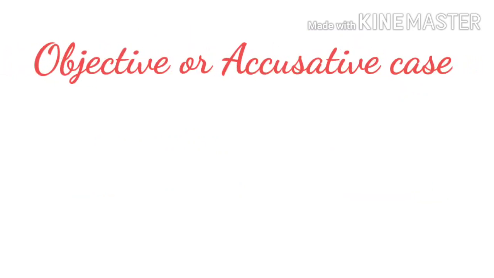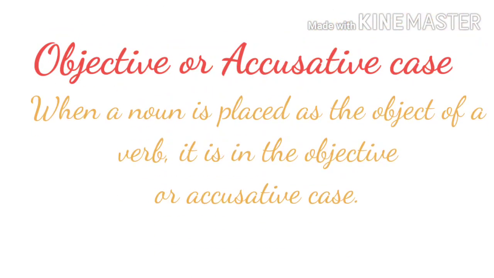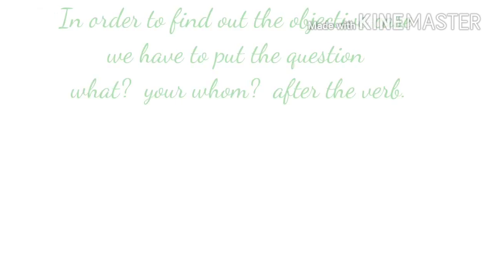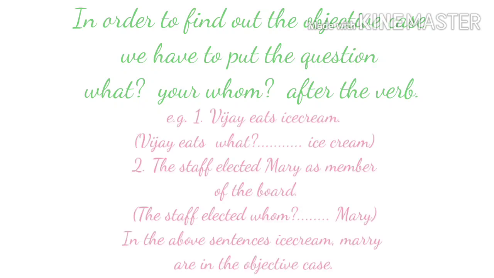Objective or accusative case. When a noun is placed as the object of a verb, it is in the objective or accusative case. In order to find out the objective case, we have to put the question what or whom after the verb. For example, Vijay eats ice cream. Vijay eats what? Ice cream.